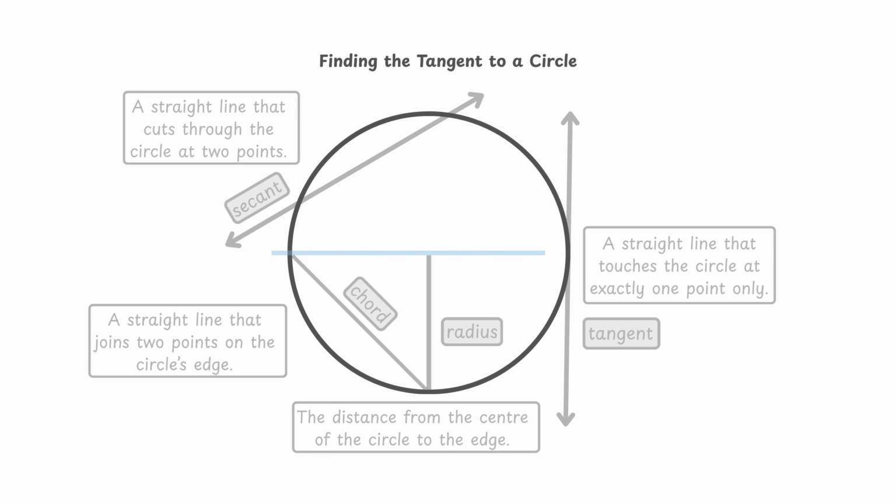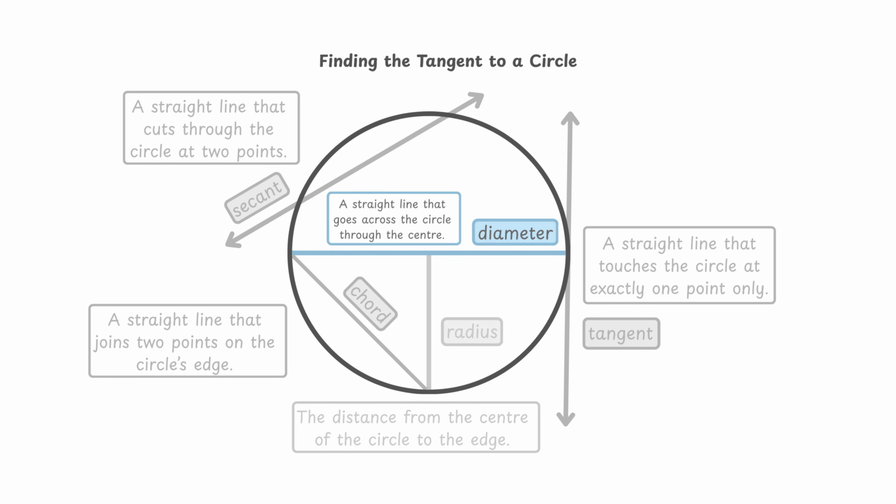First, let's look at this line that goes straight across the circle through the center. This is called the diameter. The diameter is a straight line that passes through the center of the circle and touches both sides of the circle. It is also the longest possible distance across the circle.